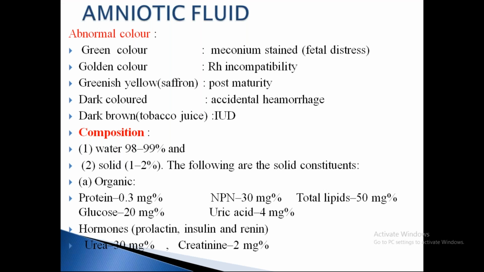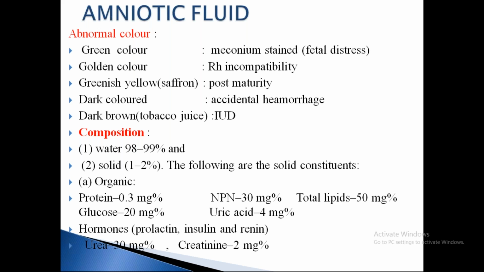If it is golden color, it indicates RH incompatibility. Greenish yellow, we should think of post maturity. If it is dark brown, tobacco-like juice, always think of intrauterine death of the fetus. If it is dark colored, it can be an accidental hemorrhage due to separation of the placenta. There will be bleeding into the amniotic fluid. So, the important things: green color, meconium staining; golden color, RH incompatibility; greenish yellow, post maturity; dark color, blood stain, is accidental hemorrhage; and dark brown is due to intrauterine death.